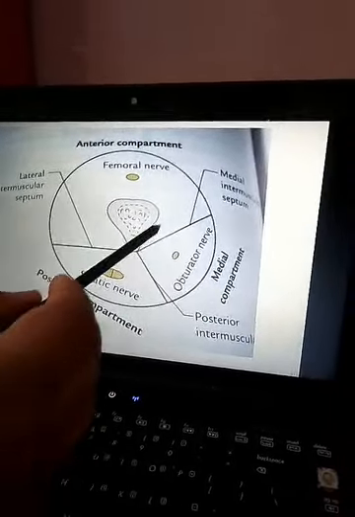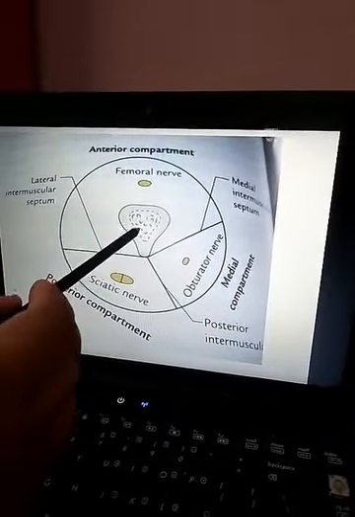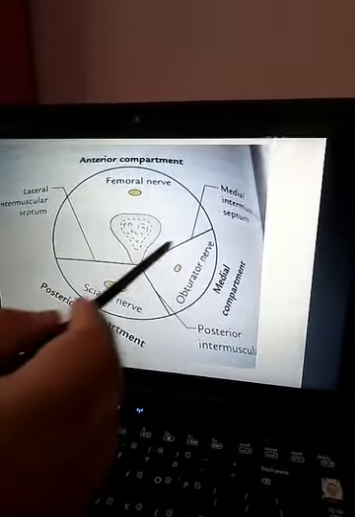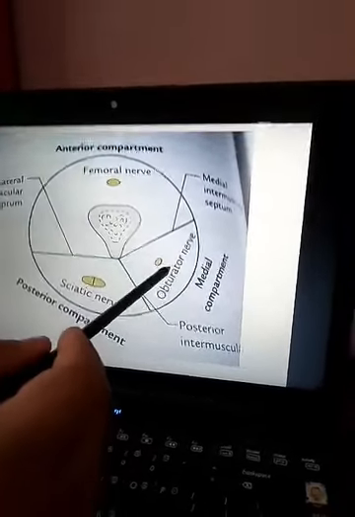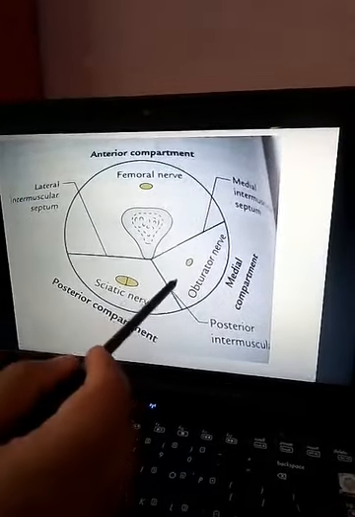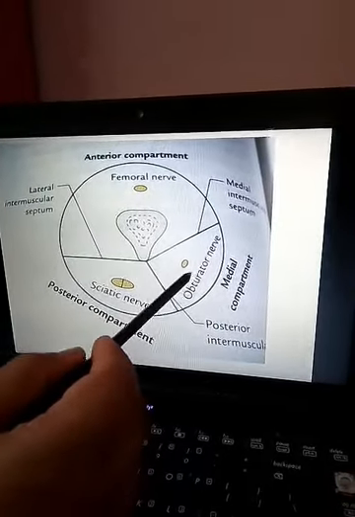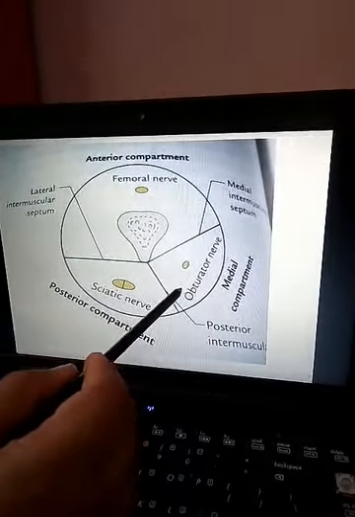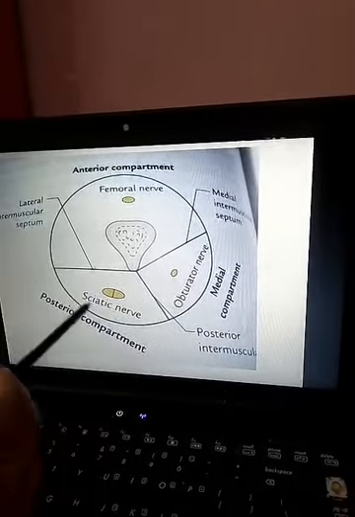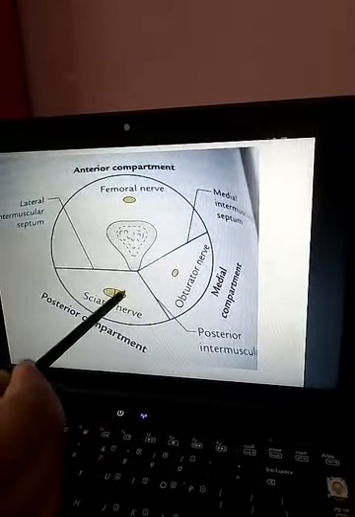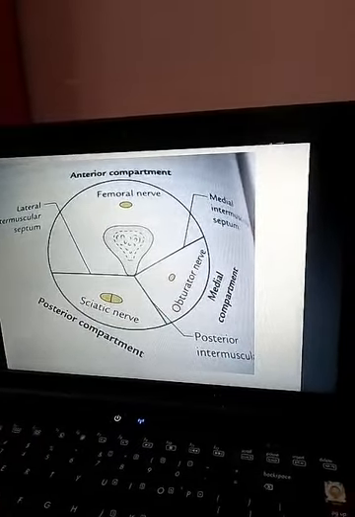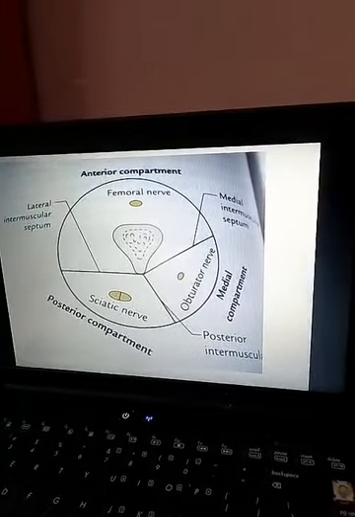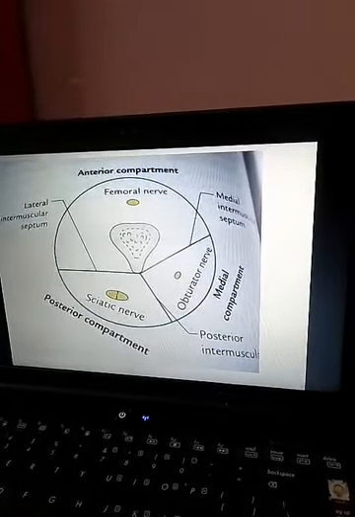The anterior compartment, that is also known as extensor compartment, lies between the lateral and medial intermuscular septa. The medial compartment, that is also known as adductor compartment, lies between the medial and posterior septa, and the posterior or flexor compartment lies between the posterior and lateral septa. Each compartment contains the muscles, nerves, and arteries.